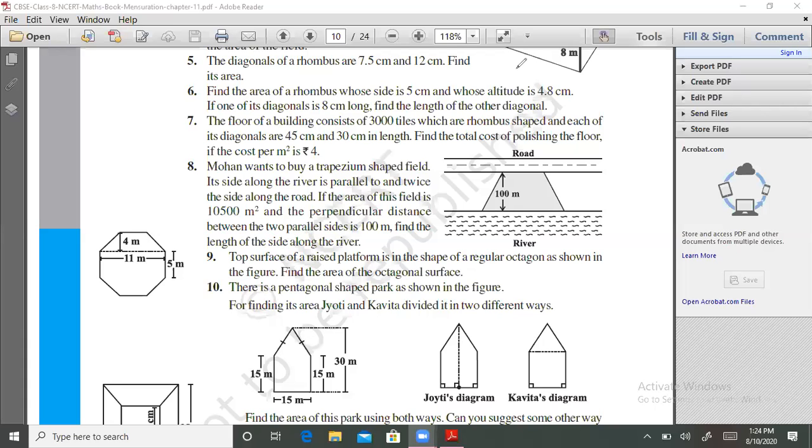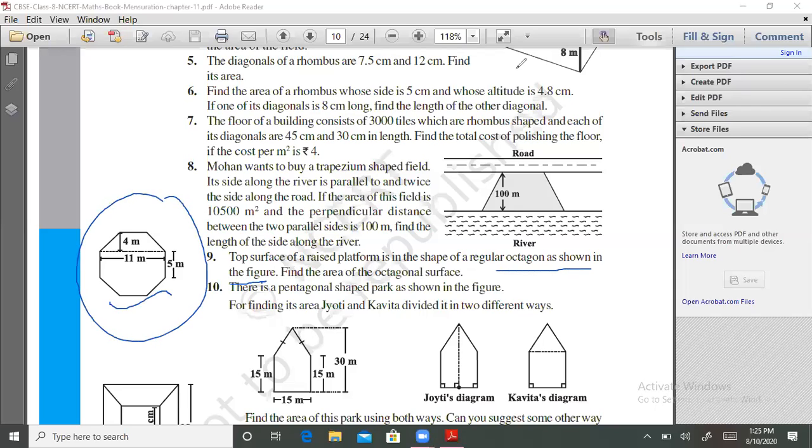Here, exercise 11.2, question number 9. The top surface of a raised platform is in the shape of a regular octagon as shown in the figure. This figure is given here. Find the area of the octagonal surface. Here you have to find out the area of this octagon.